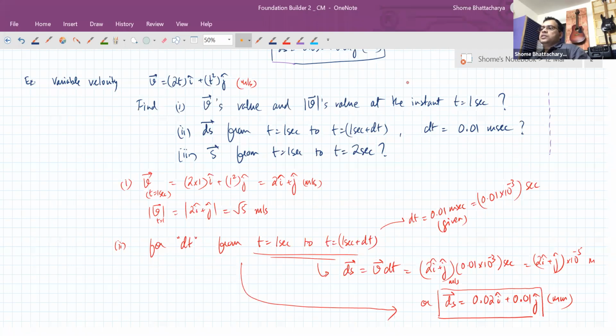Yes, because the time interval is very small, na? So we are taking the velocity for that time interval to be the instantaneous velocity at t equal to 1 second only. Because between 1 second and 1 second plus 0.01 milliseconds, the velocity is hardly changing. It's like between 1 second and 1.000001, because 0.01 milliseconds is 10 raised to minus 5 seconds. So this interval of time is basically between t equal to 1 second to t equal to this many seconds. So it's a very small interval of time.